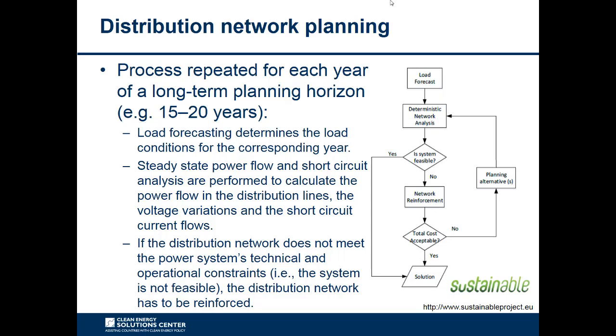If the distribution network does not meet the power system technical and operational constraints, for example, the system power flow does not work and the system is not feasible, the distribution network has to be reinforced. How this reinforcement is going to be provided depends on the different possibilities available. So it can be by building new lines or by using other alternatives like installing power electronics in the system, installing distributed generation, or other techniques which can be used.